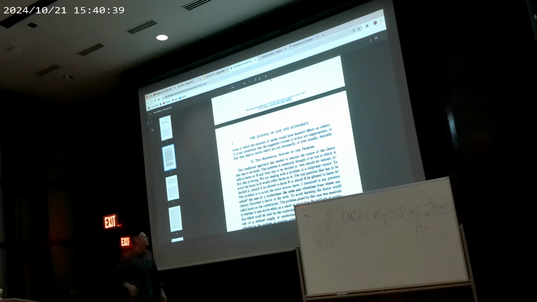Section 2. The traditional approach has tended to obscure the nature of the choice that has to be made. We usually think about it as A inflicting harm on B, and how do we restrain A, right? But he even says this is wrong. We are dealing with a problem of a reciprocal nature. To avoid the harm to B would inflict harm on A. The real question that has to be decided is, should A be allowed to harm B, or should B be allowed to harm A? Interesting.